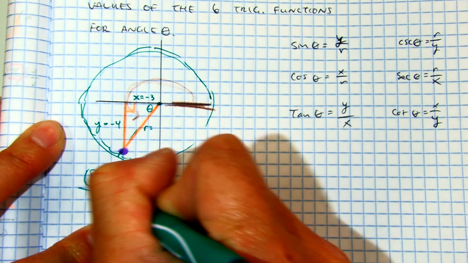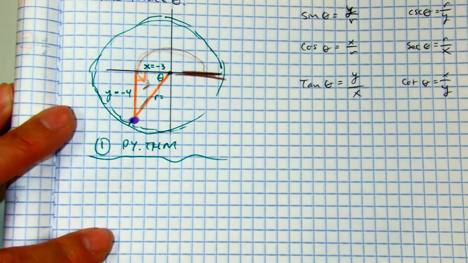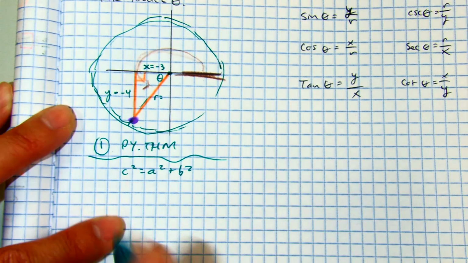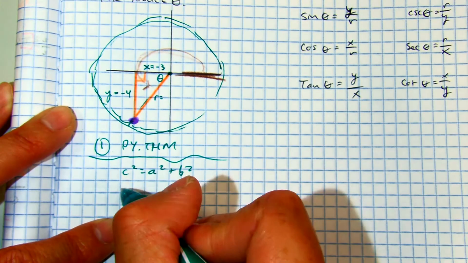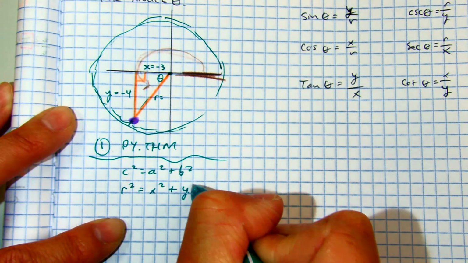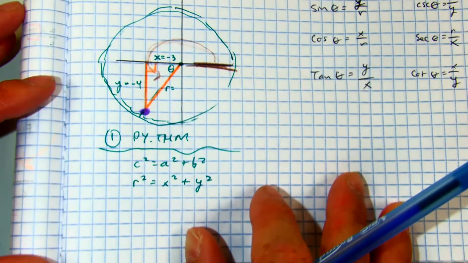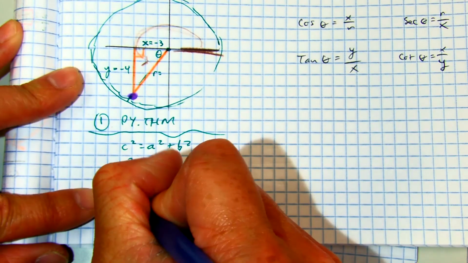When do you use the Pythagorean Theorem? When you have two sides of a right triangle, you can find the third side. Although you're used to c squared equals a squared plus b squared, remember, this is the hypotenuse, which is c, so now we're calling it r squared equals x squared plus y squared. Let's do that together and simplify.